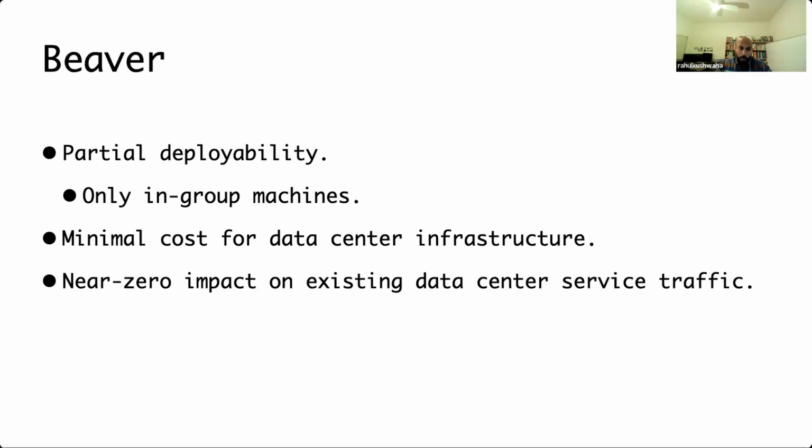Beaver utilizes this concept and provides the following three features that make it suitable for today's deployment models. Only deploy in your in-group machines or the machines of interest so that you don't have to worry about the external machines not cooperating. It promises zero or minimal cost for data center infrastructure and near zero impact on existing data center service traffic. That means your existing machines don't have to do heavy computation that can hamper your application traffic, and it provides a minimum cost solution to this problem.